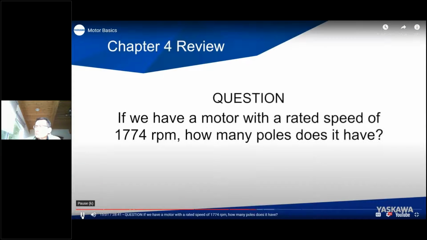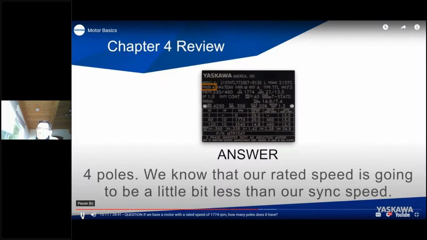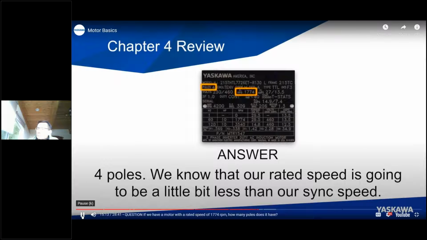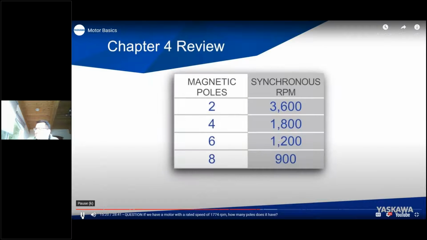If we have a motor with a rated speed of 1,774 RPM, how many poles does it have? And the answer is 4 poles. We know that our rated speed is going to be a little bit less than our sync speed. Looking at this table from earlier, we see that a 4-pole motor has a sync speed of 1,800 RPM. This tells us that if we include slip, we are around 1,774 RPM.